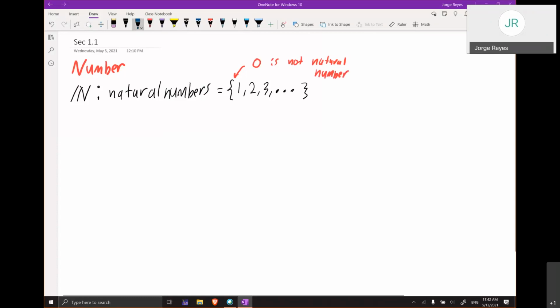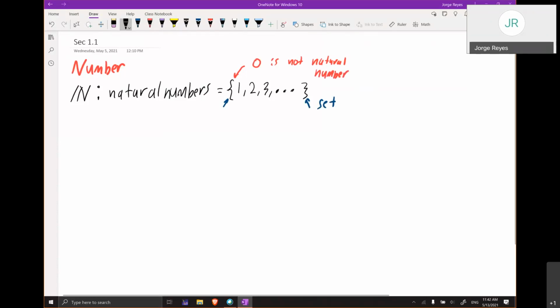The other thing you'll notice is these curly brackets. Those mean that we're dealing with sets. So when we talk about sets, it'll be curly brackets and then stuff inside of the set. In this case, it's numbers.